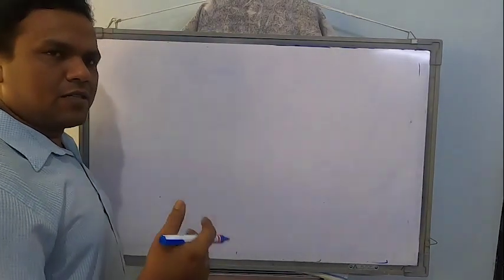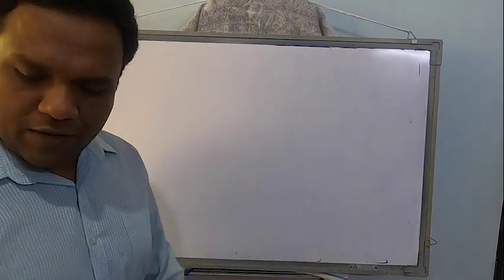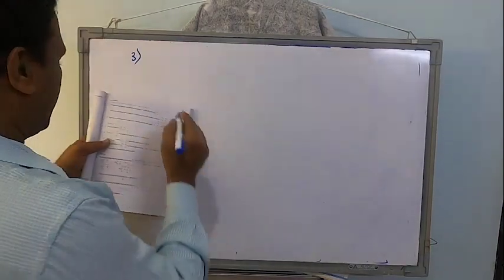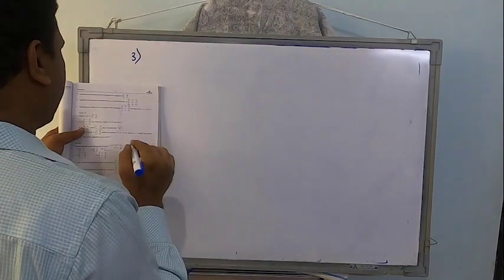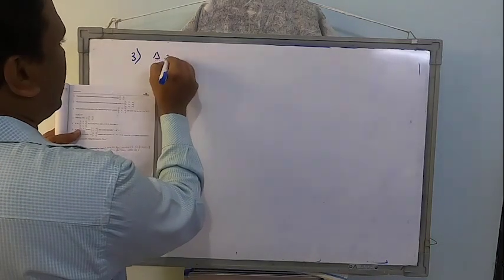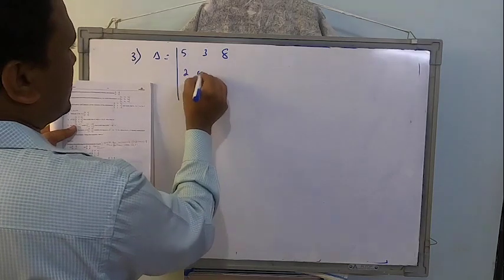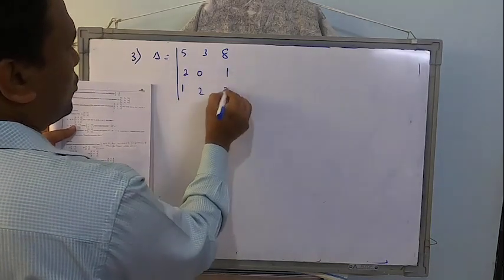I told you there are 4 problems, so it's better I do 2 problems. I have done the first and the third. I have given you the remaining 2 for assignment. Now let me select problem number 3. Problem number 3: using cofactors of the elements of the second row, evaluate delta equal to 5, 3, 8, 2, 0, 1, 1, 2, 3.